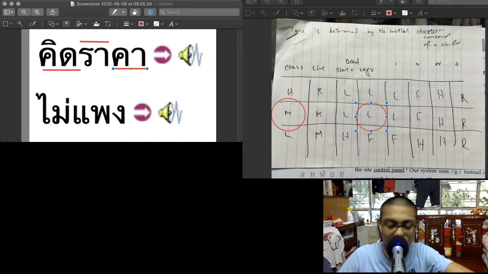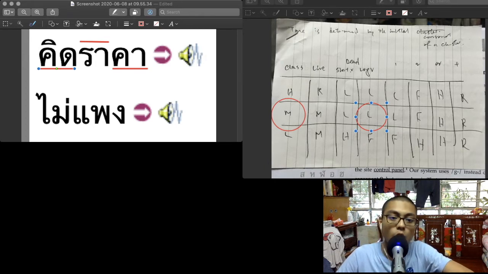So why break this one? Just a little tip for you: this sound never appears at the beginning of a syllable. That's how I know I must break it this way. So we have three syllables in this word. Let's find out the tone of each syllable.